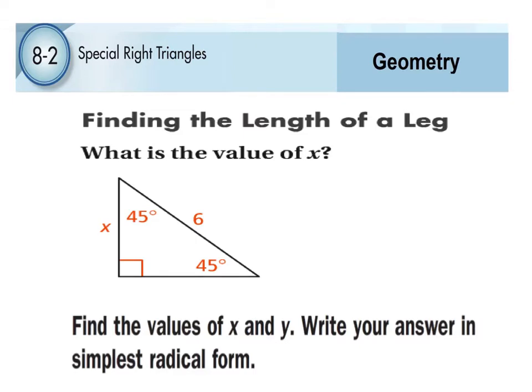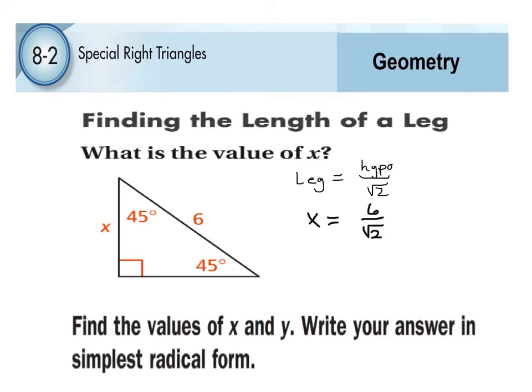And you'll notice in this example that you have a 45, 45, 90 degree triangle. So we also know that we're trying to find the length of a leg. We know the hypotenuse. So the formula I'm going to look at here is that the leg equals the hypotenuse divided by the square root of 2. Okay, so when I use that formula, all I'm going to do now is substitute in. So I've got the leg, which is x, equals the hypotenuse, which is 6, divided by the square root of 2.